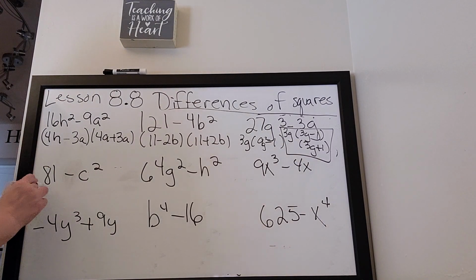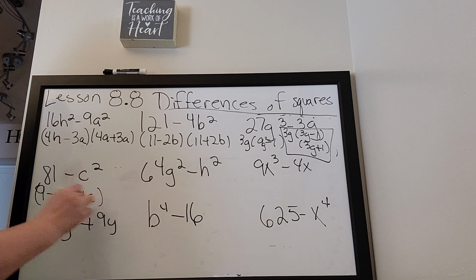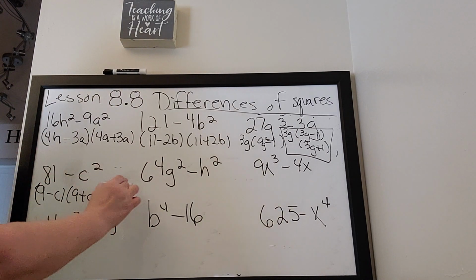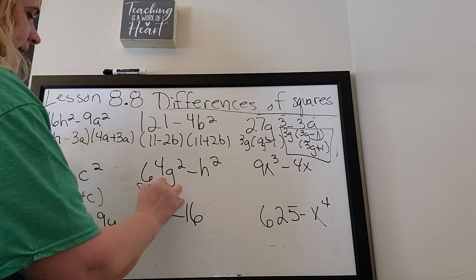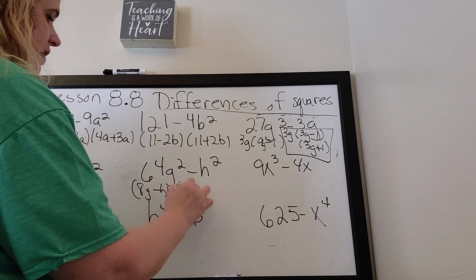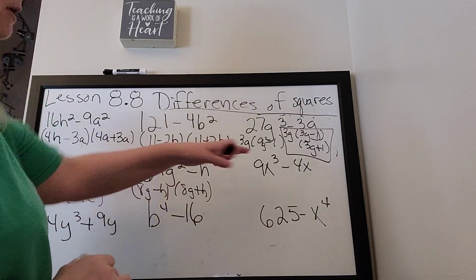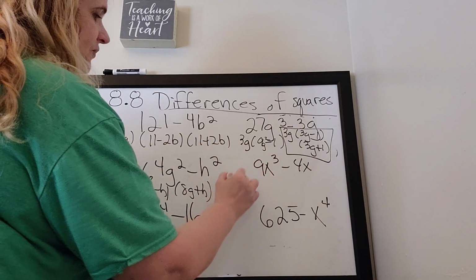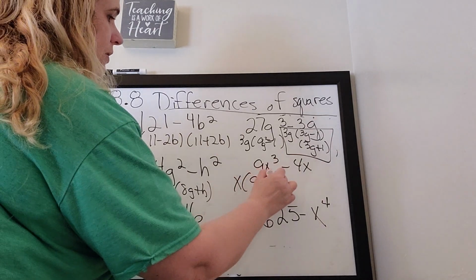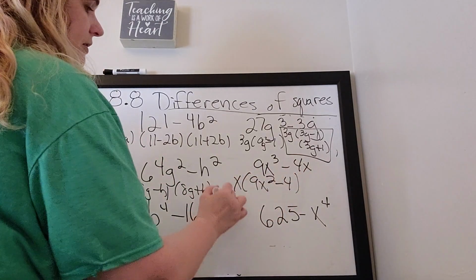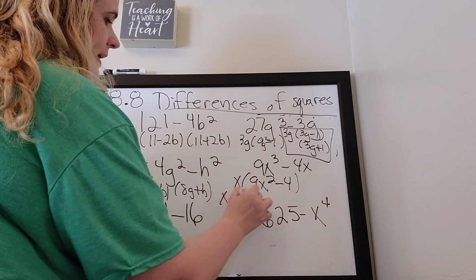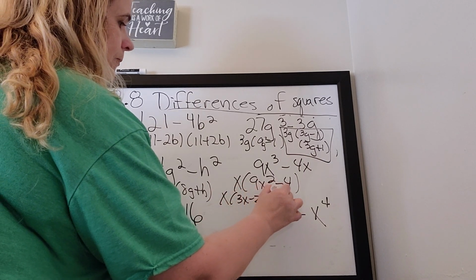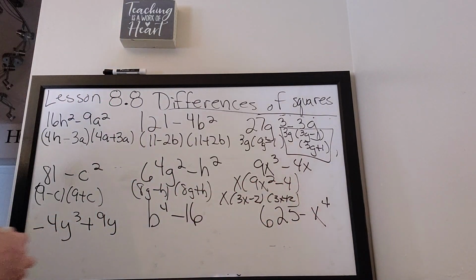Okay, here we'd have 9 minus c, 9 plus c. This one would be 8g minus h, 8g plus h. Here we have to factor out an x first, and we're left with 9x squared minus 4. So then it is going to be 3x minus 2, 3x plus 2. Here, I don't want that negative in front. I'm going to switch them around.